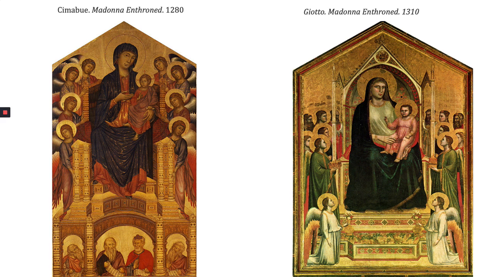What we see within their works is a common motif with the late Middle Ages, and that is Madonna enthroned, Madonna sitting on a throne with baby Jesus in her lap, surrounded by angels. And what we see within these two works of art are similarities, right? Similar colors, similar kind of color scheme.